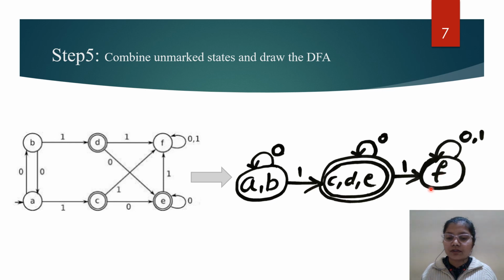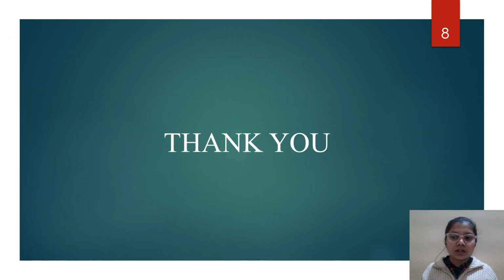Now check the inputs for F. F on accepting both 0 and 1 goes to the same state, so F on accepting 0 and 1 stays in state F. That's it. This is how we minimize a DFA. Thank you.